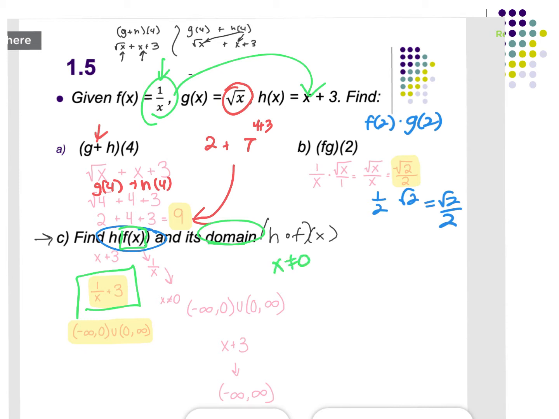But then I want to also look at it after it's combined. So if this had changed, so it was like 1 over x plus 1 in the denominator, now there's a new restriction. It couldn't equal -1 or 0. But because it's still just x in the bottom, x cannot equal 0. And there's the domain of my function. It should be in interval notation, -infinity to 0, and then 0 to positive infinity.